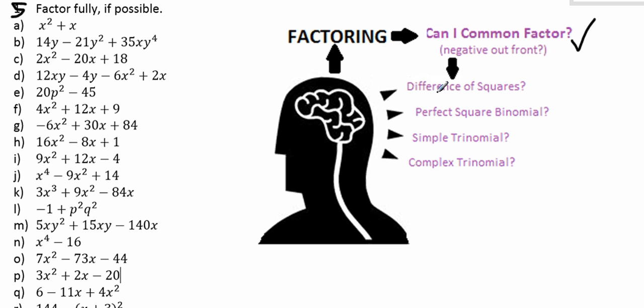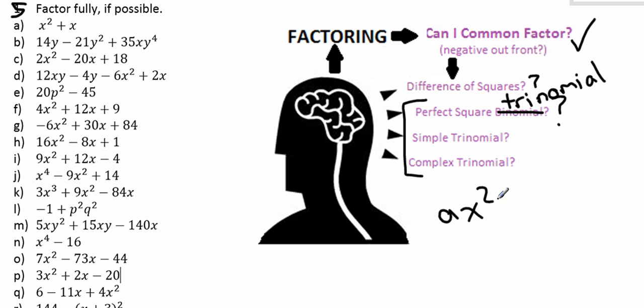Once you've done that, then you can look and see what you have left. Is it a difference of squares? Is it a perfect square binomial? Perfect square trinomial? Je m'excuse. Is it a simple trinomial or a complex trinomial? So all three of these are trinomials, so that's where we're looking for something in this form. Whereas difference of squares is a binomial, where you're looking for two things that are subtracted. And other than that, if it doesn't look like that and you can't common factor, then you're probably not looking at something that we can factor as grade 10 students.